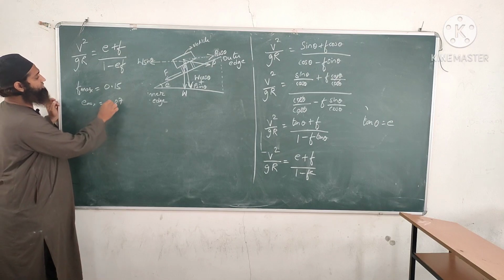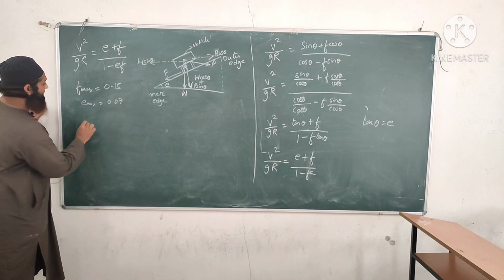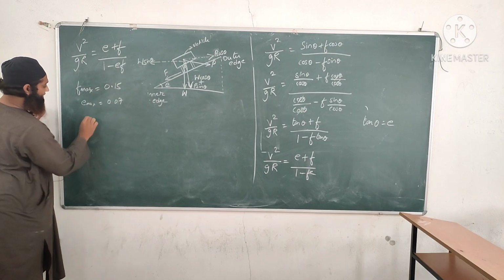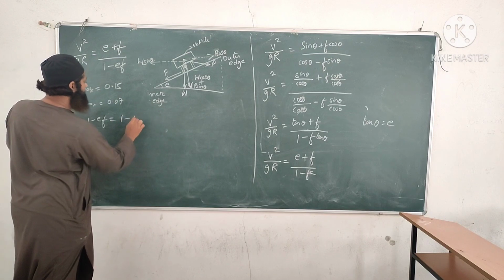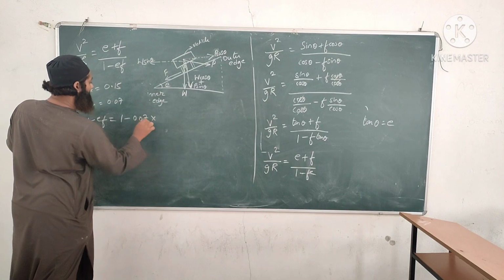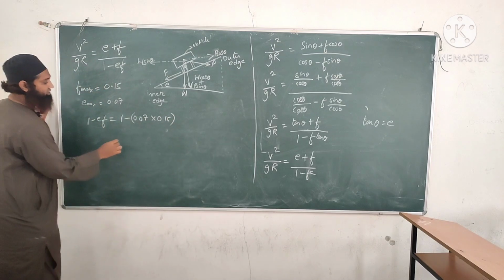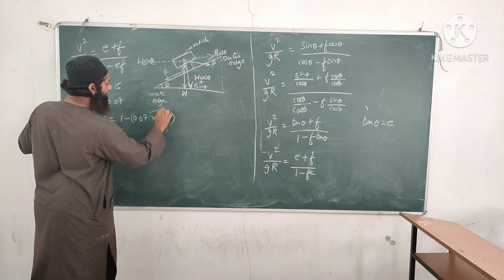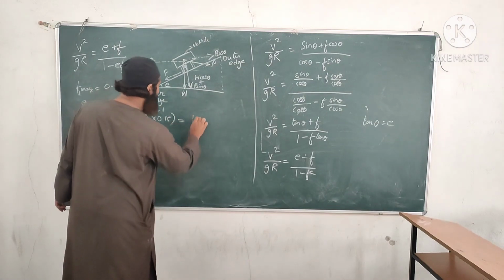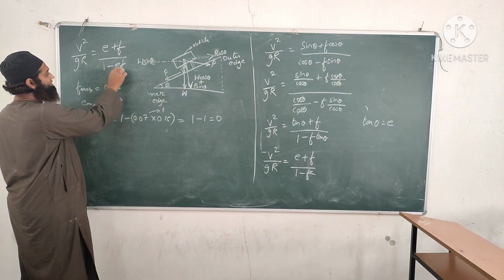We'll just substitute these values and simplify this equation more, so that we'll see what we get. I'll substitute the values. 1 minus EF, what will it be? 1 minus of E, which is 0.07, into 0.15. If you calculate, this value will be approximately 1. So that will become 1 minus 1, and this will become 0.